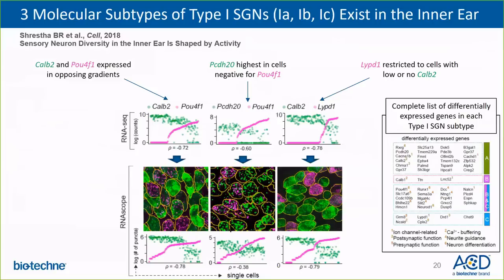In the same studies, the single-cell RNA sequencing analysis revealed 3 types of type 1 SGNs, and RNAscope was used to validate these gene expression profiles in the tissue context. They demonstrated opposing gradients of gene expression patterns depending on which subtype those genes were expressed. For instance, COB2, a gene found to be expressed in type 1A SGNs, was expressed in an opposing gradient from LYPD1, which was found to be expressed in type 1C SGNs. And again, quantification of these RNAscope results correlated with the single-cell RNA sequencing results.